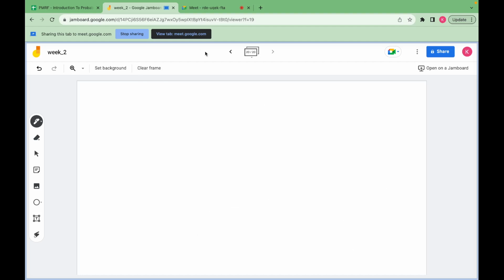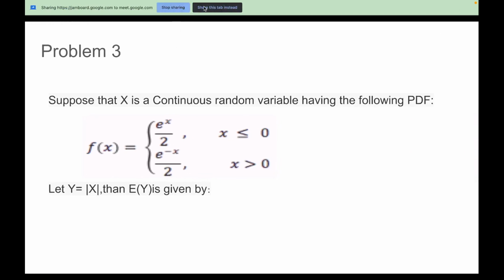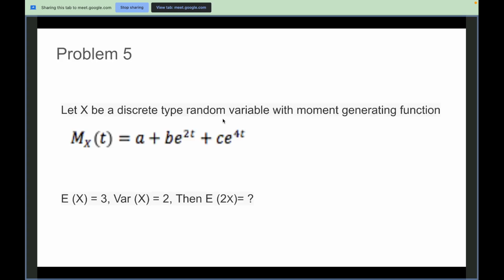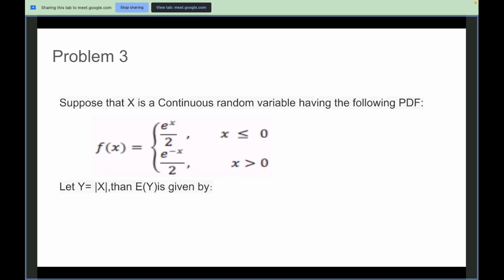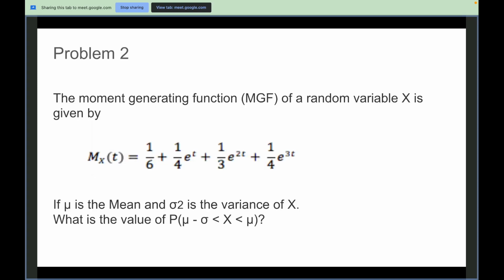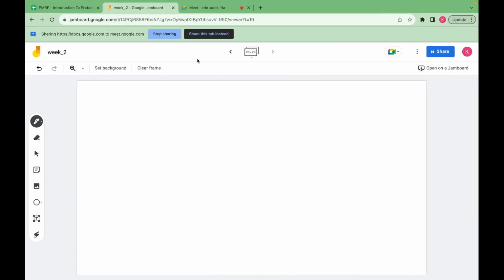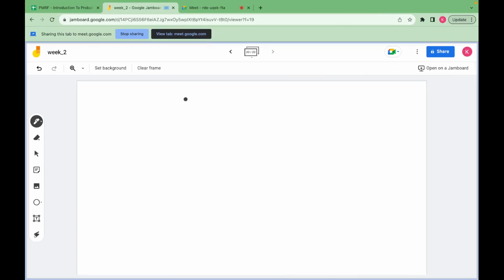So moving to the next question now. Okay, so first we will discuss this moment generating functions now.